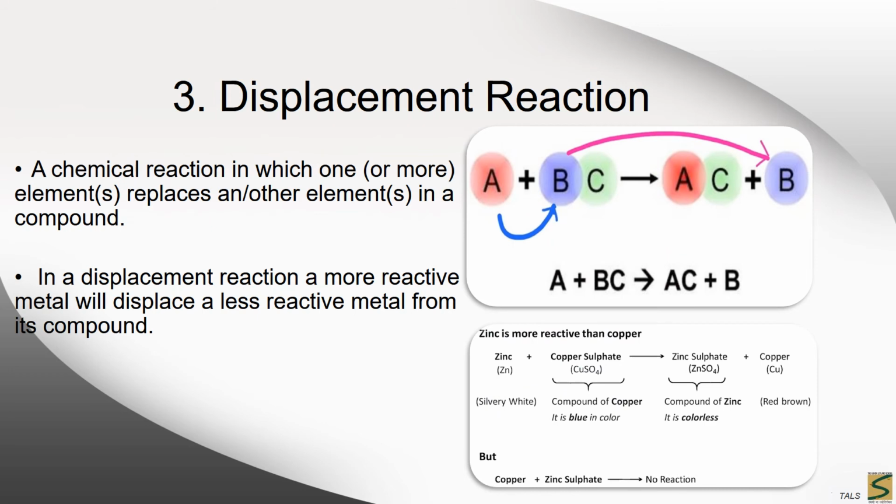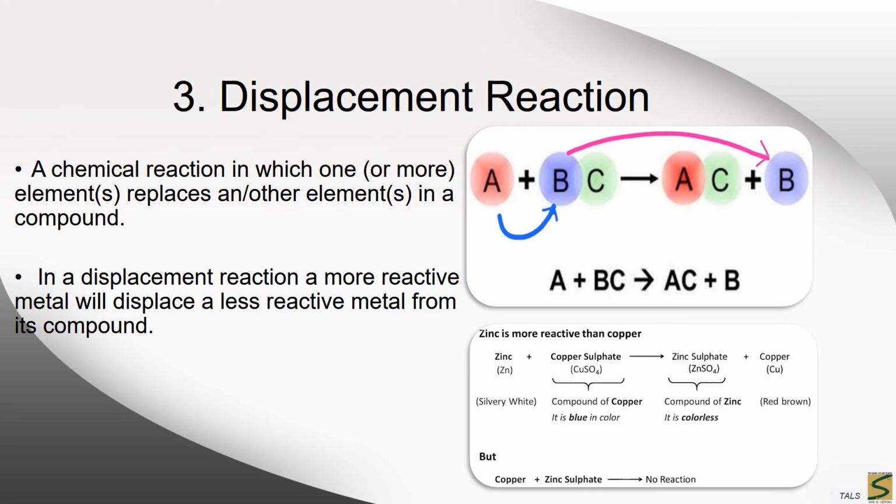The third one is displacement reaction. A chemical reaction in which one element replaces another element in a compound. A plus BC gives AC plus B. A has replaced B here.